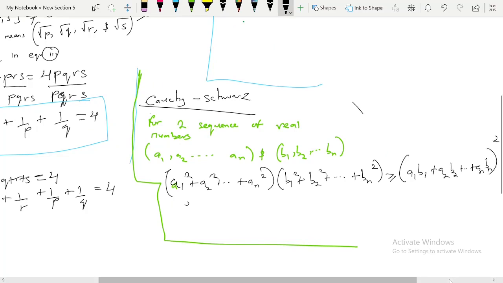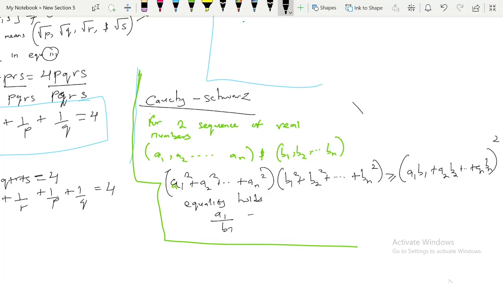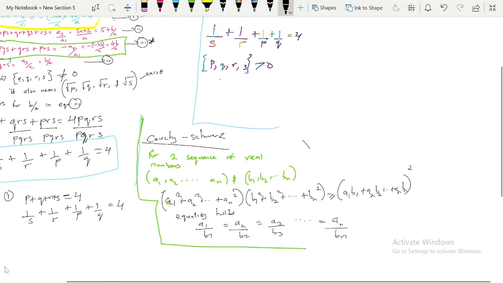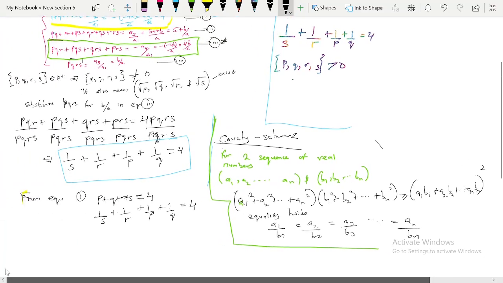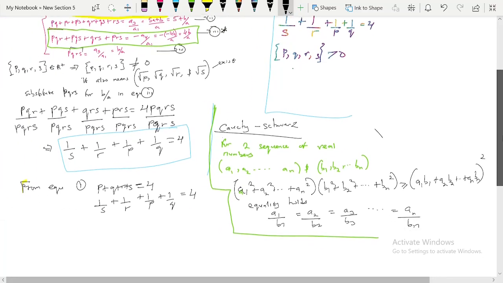And equality holds, that is, the left hand side is equal to the right hand side, when a1 over b1 equals a2 over b2 equals a3 over b3, and so forth up to an over bn. So this inequality is going to come in handy. Why? I'll show why now. So we're going to use this Cauchy squares inequality now.